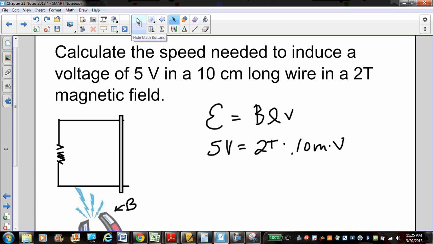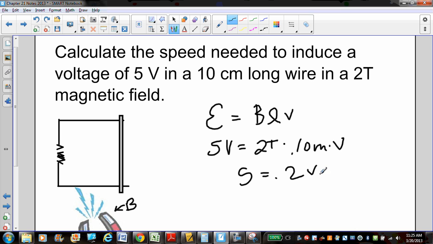So now it's just a matter of solving the equation. We have 5 equals 0.2 V, and when we divide, we'll get that the velocity is 25 meters per second. That's pretty fast.